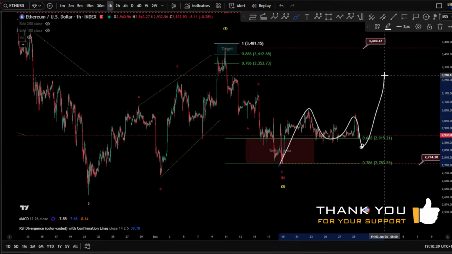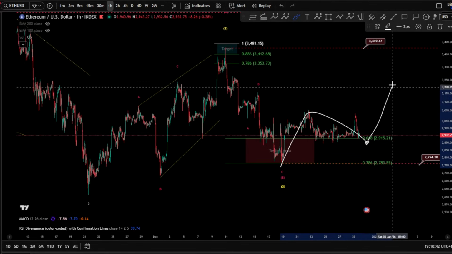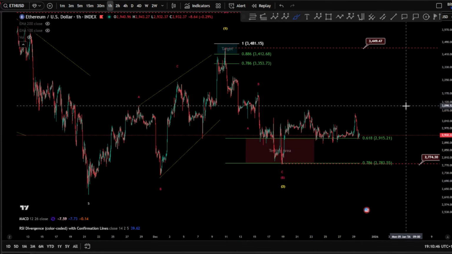I mean, we'll see, of course, what the market will decide. But at least right now, I would say ABC is the higher possibility, and it can be a bigger WXY. Yep, so this is regarding Ethereum.